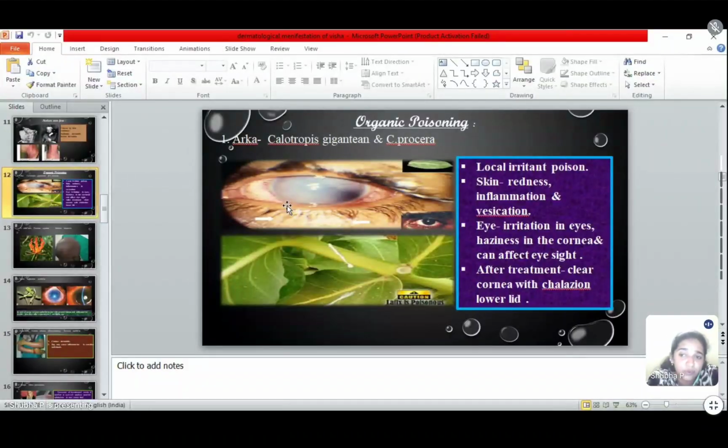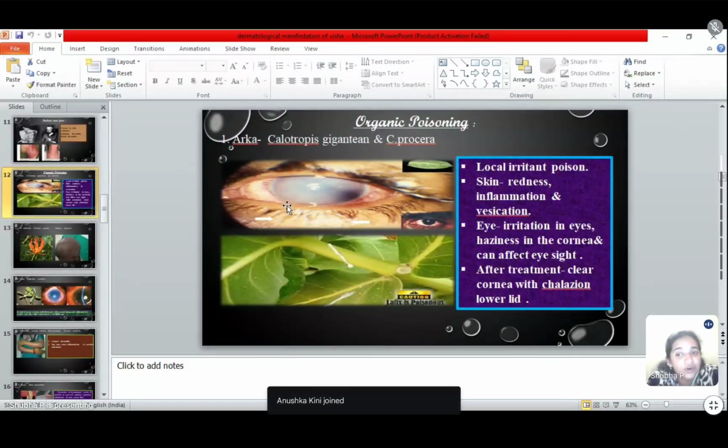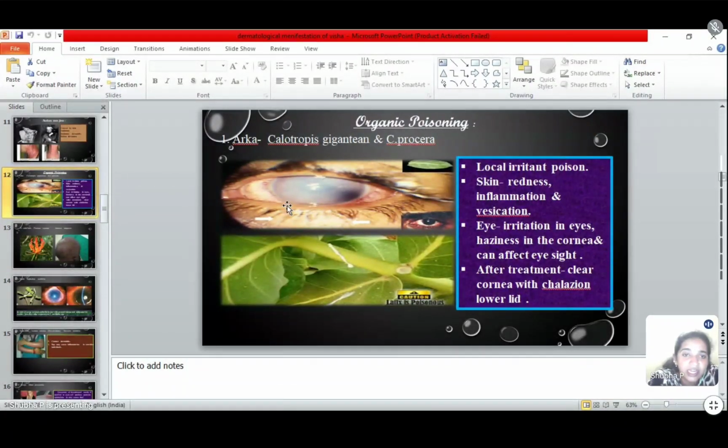Next, when the eyes are exposed, it may produce irritation in the eye, haziness of the cornea, and can affect eyesight. After treatment, you see a case where initially there was haziness of the cornea, and post treatment it is clear, with a chalazion formation. Chalazion is a small cystic, nodular growth which appears over the eyelid. Treatment here would be to wash the area with clean water and apply coconut oil with haridra. That would help. Sometimes, in a more severe case, internal medications would be required. We'll discuss the internal medications at the end.